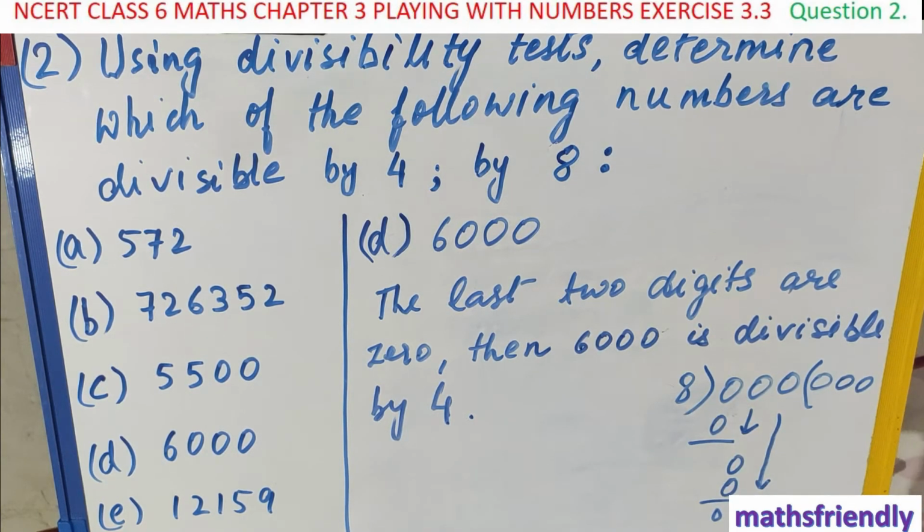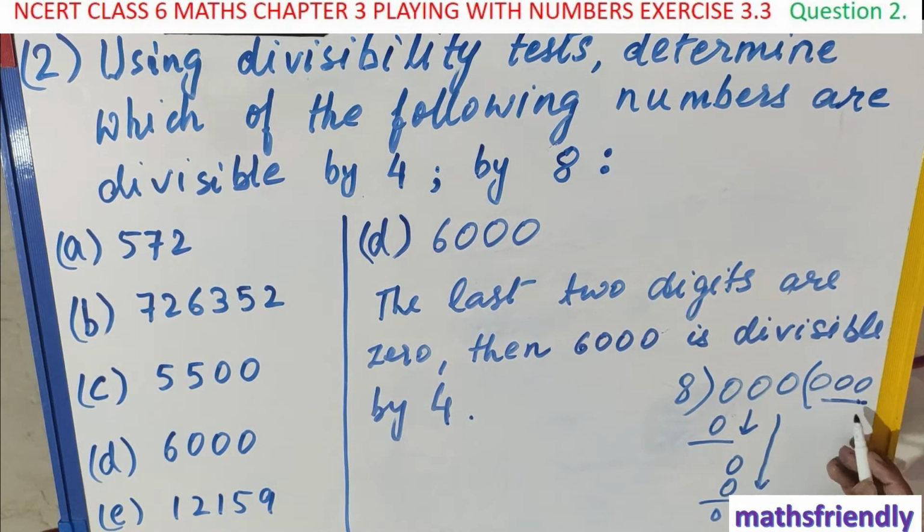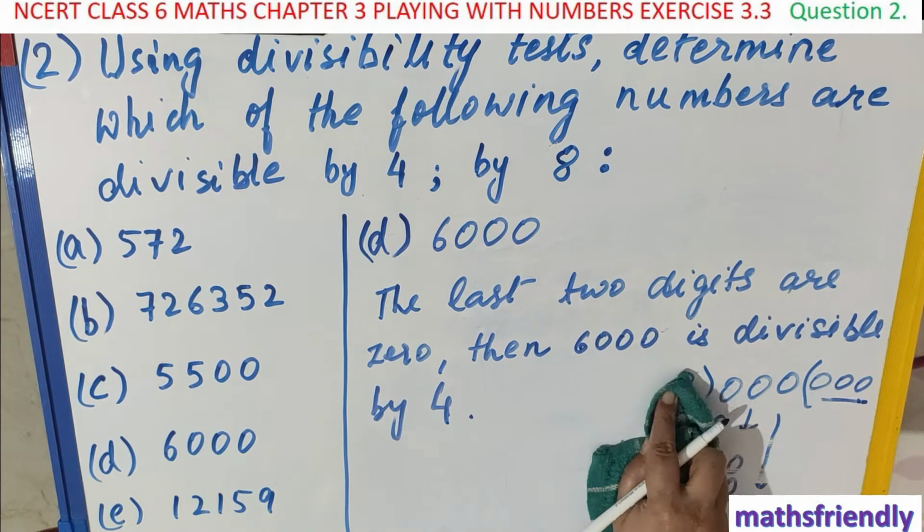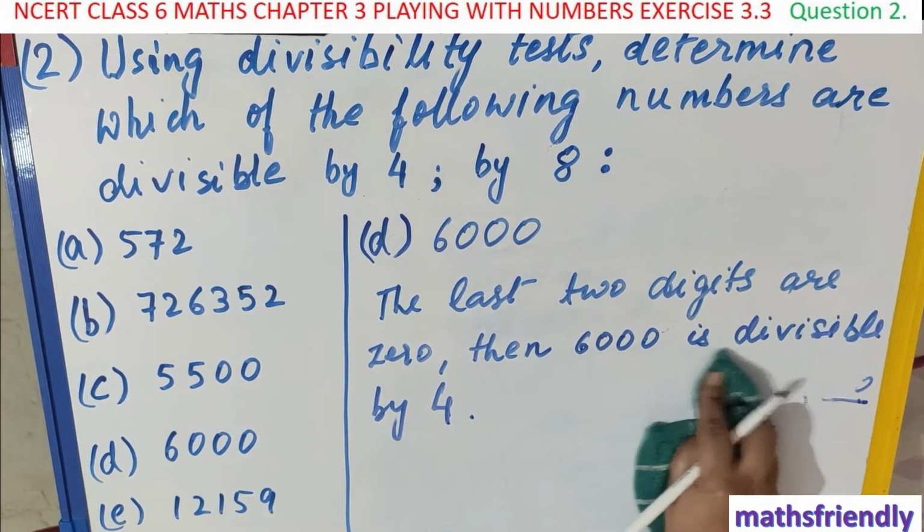The remainder is 0, right? Because 0 minus 0 is 0. So what is the quotient? The quotient is 0, and the remainder also is 0. It means that this number 0 0 is divisible by 8 because we are getting the remainder 0. So this whole number is divisible by 8 because the last three digits are divisible by 8.